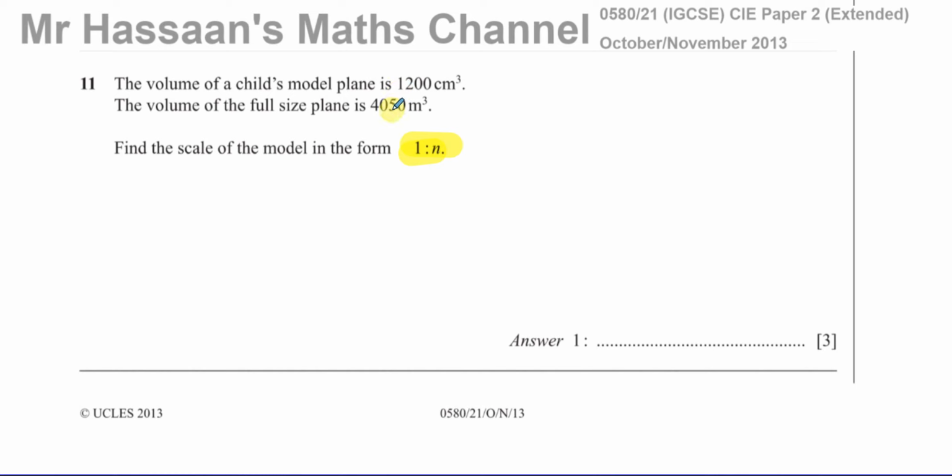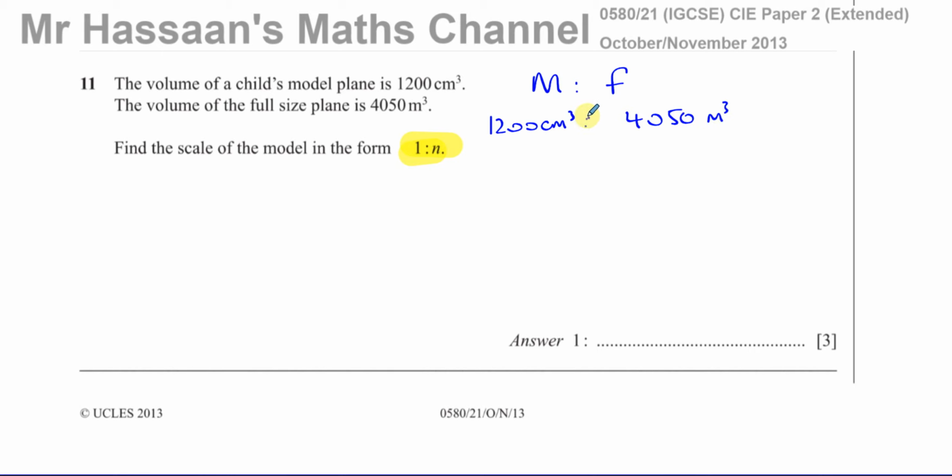This is what they gave us: the volume of the child's model and the volume of the full-size model. So from that we can find the ratio of the volumes, but in the end we want to find the ratio of the lengths in the form 1 to n. And of course the model is going to be smaller than the real thing. So you're going to get the model to the real thing, to the actual plane. I can put model to full size maybe. So the model, its volume is 1,200 centimeters cubed, and the full size plane is 4,050 meters cubed.